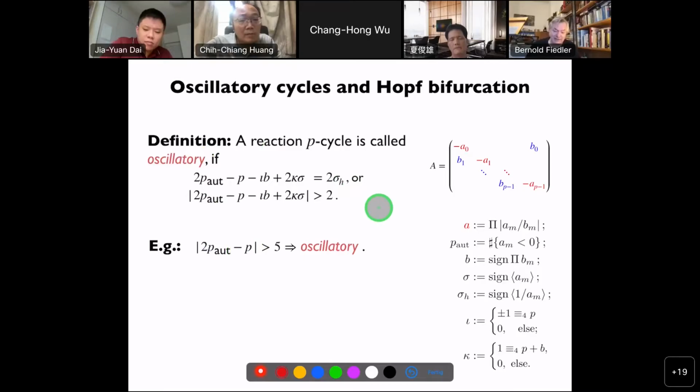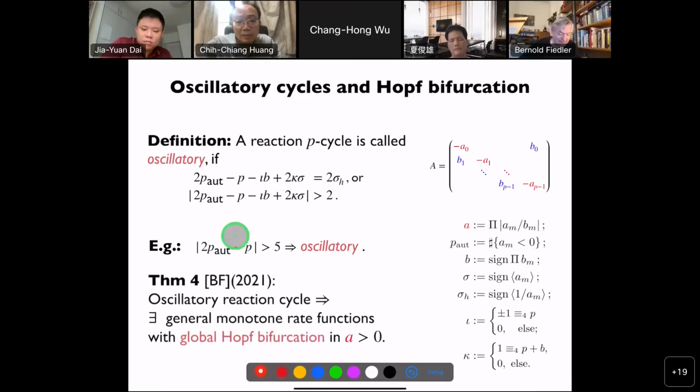Why do I call such cycles oscillatory? Because of the following theorem. If I have an oscillatory reaction cycle, then there exist general monotone rate functions, like of the Michaelis-Menten type, which experience global Hopf bifurcation in the parameter A. So not just local branches bifurcating from equilibrium a little bit, but global branches with amplitude or almost minimal period going to infinity.